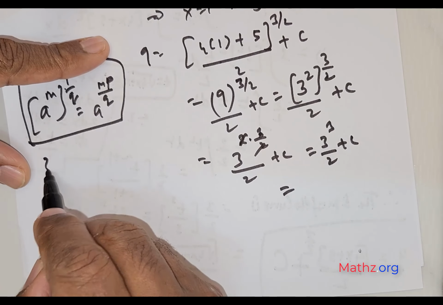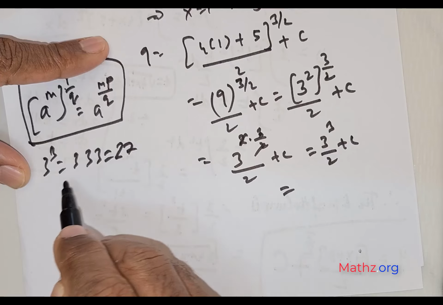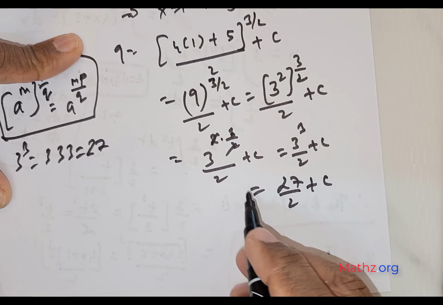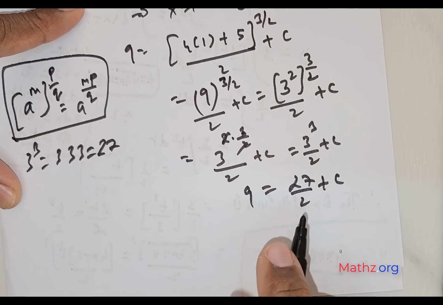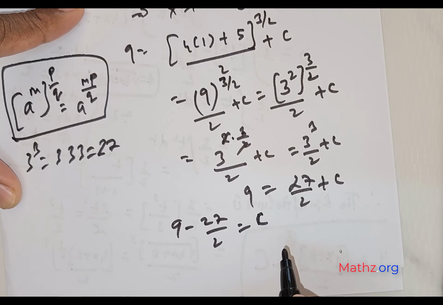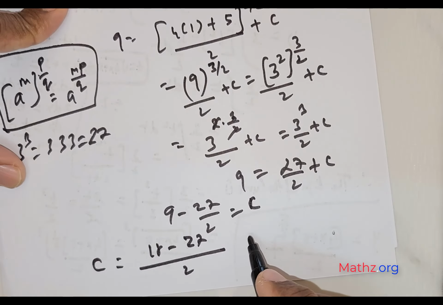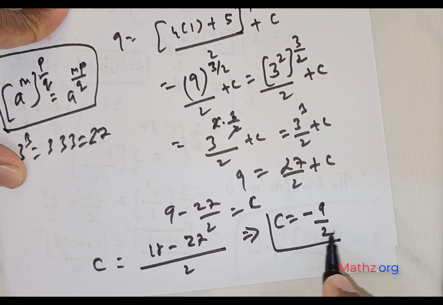3 raised to the power of 3, what is that? That is 3 multiplied with 3 multiplied with 3, that's going to be 27. So I substitute 27 over 2 plus c. And what you got on the left hand side? You got 9 there. I need to get the value of c. So this is going to be 9 minus 27 over 2 is equal to c. Now you take the LCM, this is 18 minus 27, and c is nothing but negative 9 over 2. So this is the value that you have got for c.